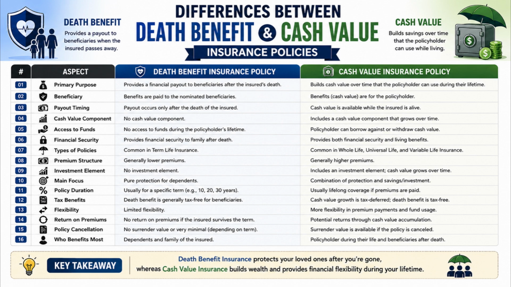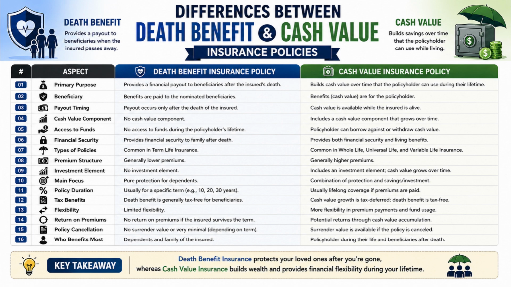Number 5. In death benefit policies, policyholders generally cannot access funds during their lifetime, whereas in cash value policies, policyholders can borrow against or withdraw cash value. Number 6. A death benefit insurance policy mainly provides financial security for family members after death, whereas a cash value insurance policy provides both protection and living benefits.